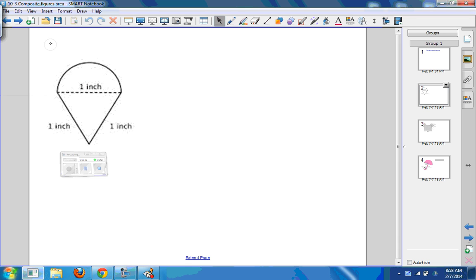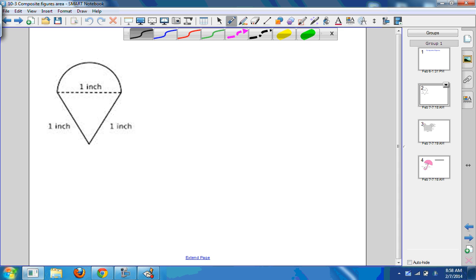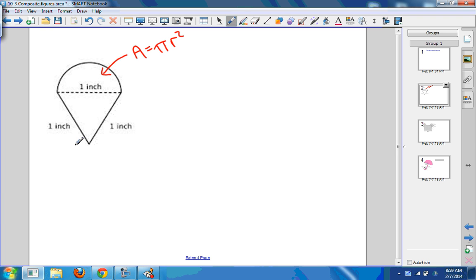So here we see kind of like an ice cream cone. So we have two shapes in this ice cream cone. The first shape, here we have a circle. So you guys should know that the area of a circle is equal to pi times the radius squared. So we're going to use that. And the other shape we see is a triangle. The area of a triangle is equal to 1/2 base times height. All right.